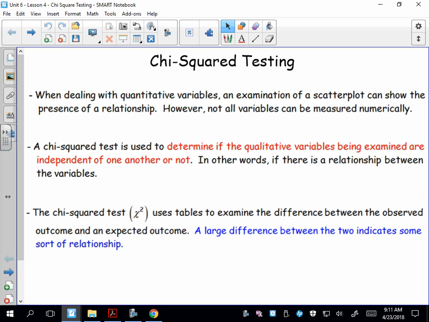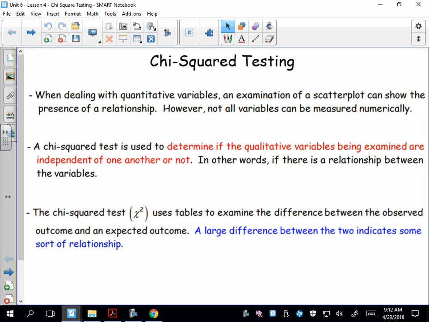This lesson is about chi-square testing. Chi-square testing is a test that we can use when we have qualitative data and want to look for a relationship. Scatter plots are fantastic, but you need numbers for them before you can do a regression analysis. Chi-square testing is what we do when we don't have numbers, when we have words, or we have some numbers but have to group them into intervals, like high, low, medium.